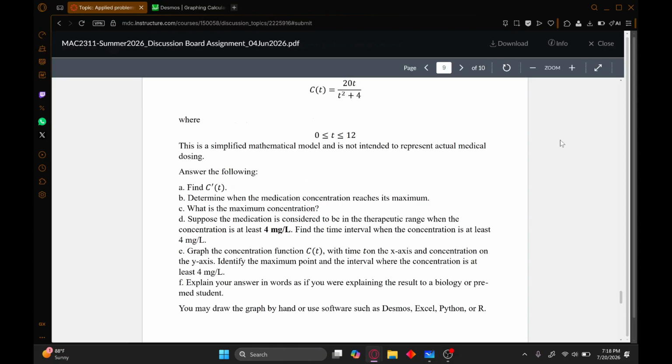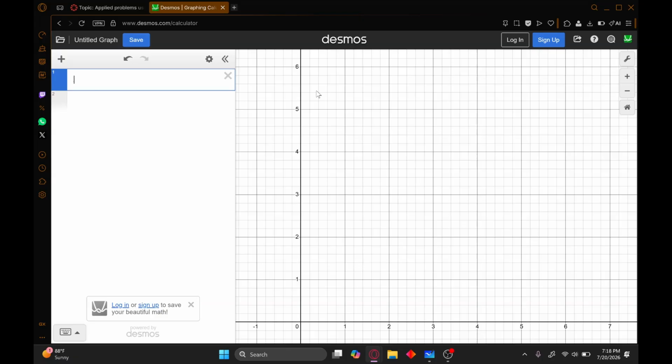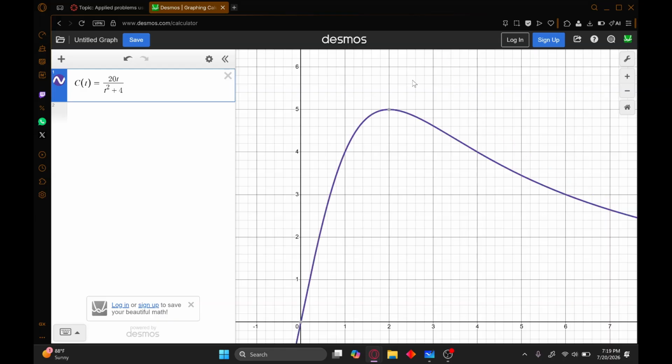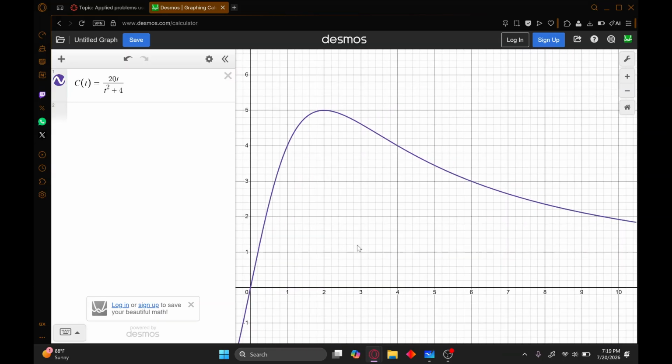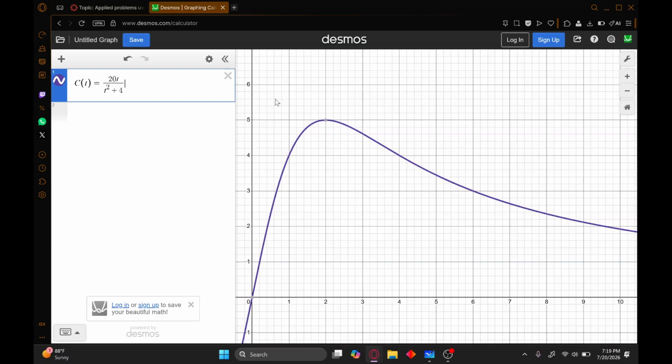So the next question is asking us to graph the function. So to graph, I will be using Desmos. So in Desmos, we can put in the function as c of t is equal to 20t over t squared plus 4. And now we want to set it to only the interval that we were given in the problem. So we can add some curly brackets here and just do a compound inequality here. And there we go.